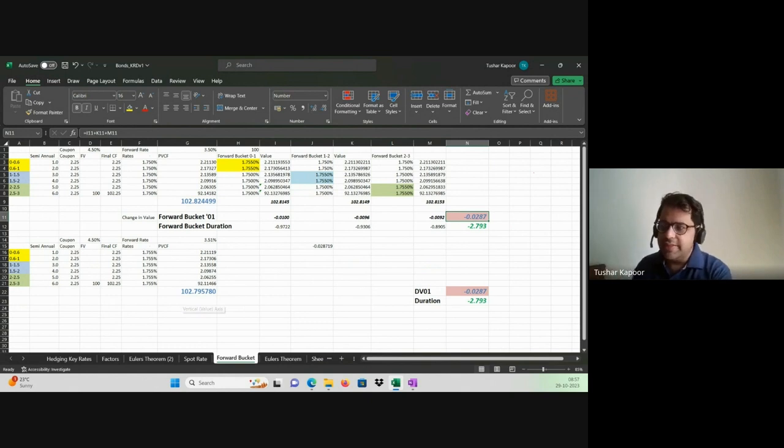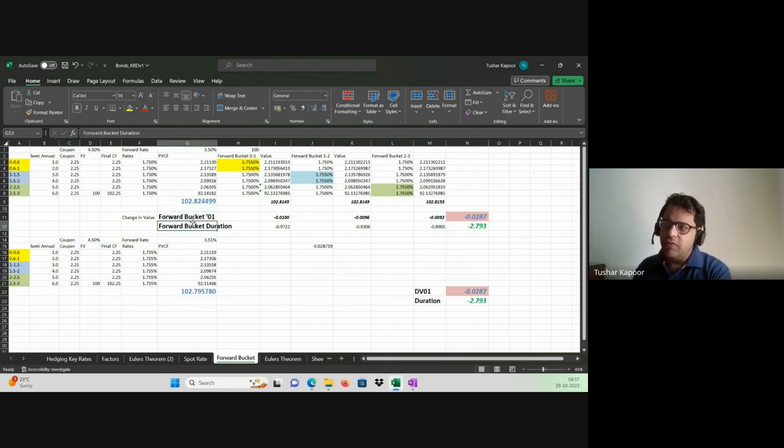Now, let's understand this point. Remember, for this example, I am talking about forward rates, right? But even if I talk about spot rates, because spot rates make up forward rates, in this case I'm just talking about the forward rate, but the interpretation is going to be exactly the same for the spot rate as well.